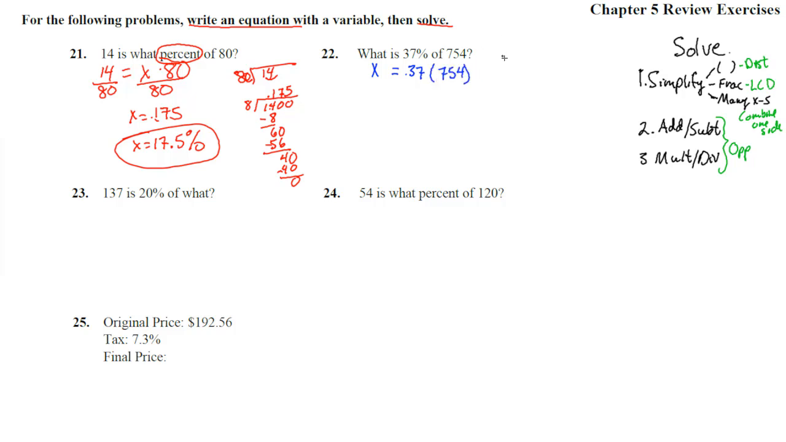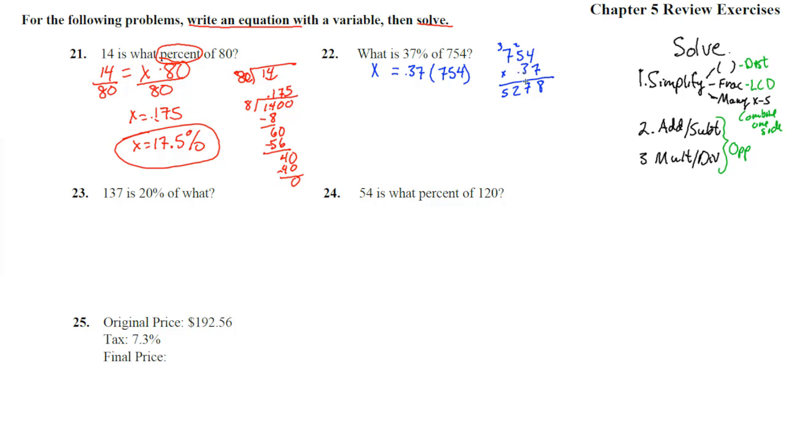What, that's an x, is 37% of 754. 37% is 0.37, and "of" means times, so 754 times 0.37. 7 times 4 is 28. Carry the 2. 7 times 5 is 35, plus 2 is 37. Carry that 3. 7 times 7 is 49, plus 3 is 52.